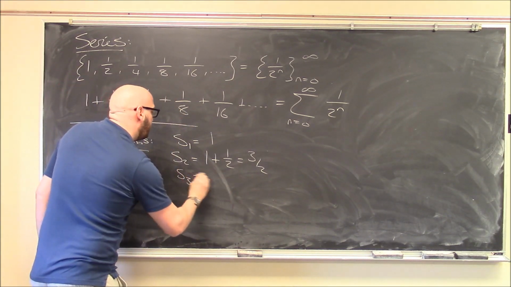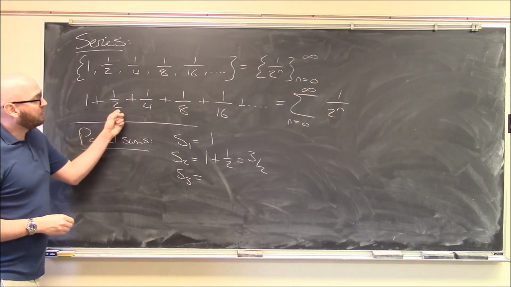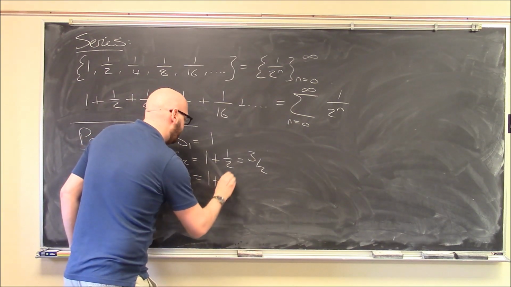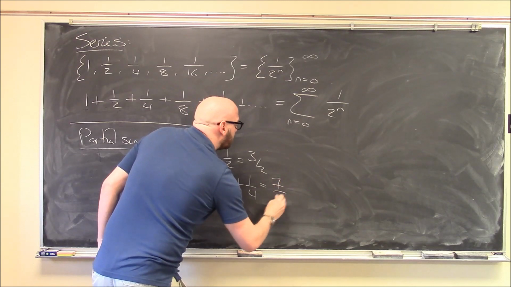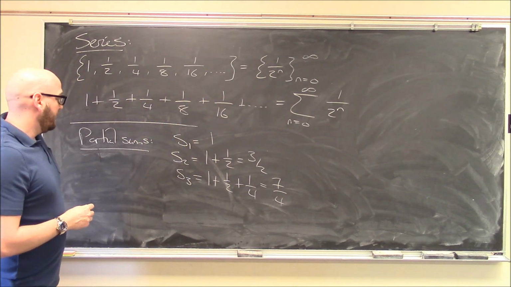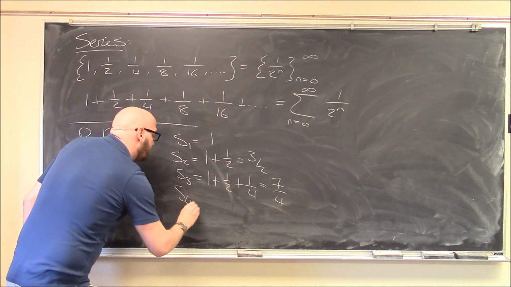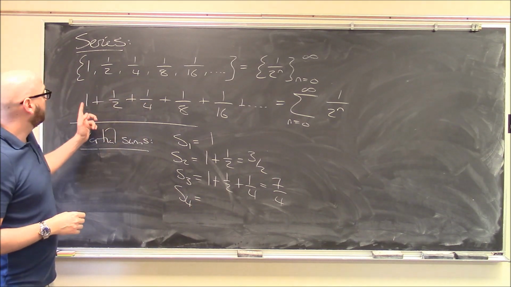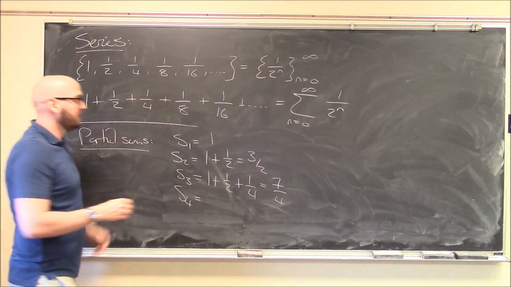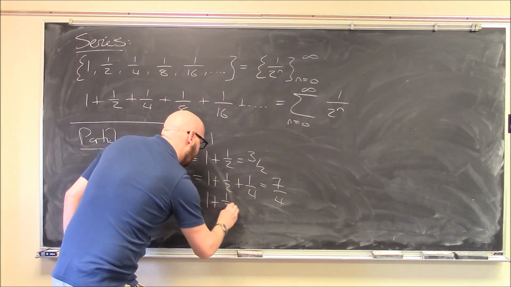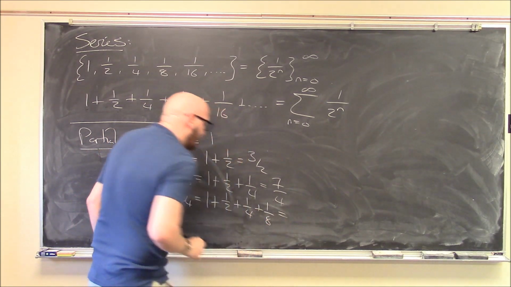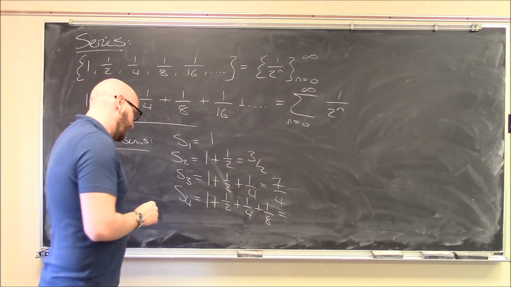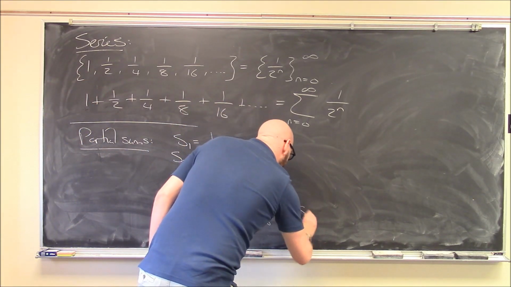S3, the sum of the first three terms, 1 plus 1/2 plus 1/4. That is 7/4, I believe. S4, the fourth partial sum, add up the first four terms, 1 plus 1/2 plus 1/4 plus 1/8. And this, I believe, adds up to 15/8.